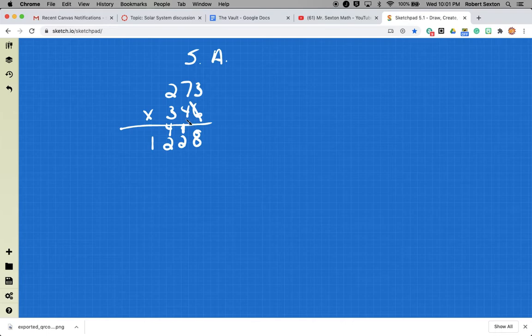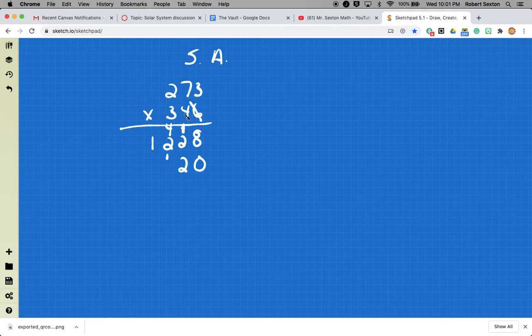4, or 4 tens times 3. See, that's not a 4. That's a 4 in the tens place. 4 times 3 is 12. But 4 tens times 3 is going to be 12 tens, or 120, right? And then this one winds up getting added to the hundreds column.